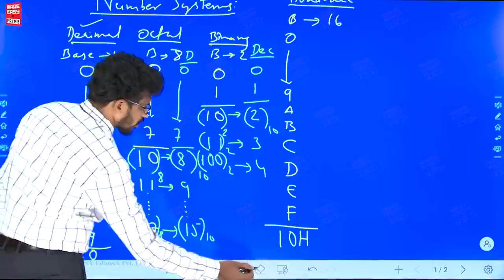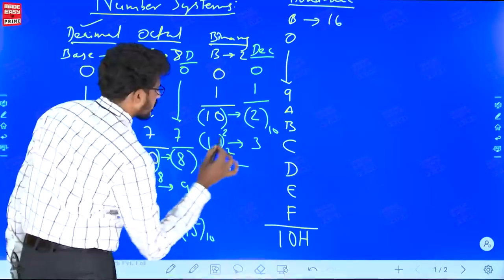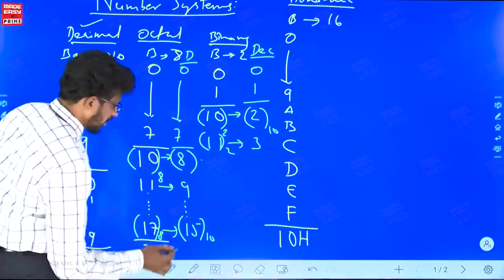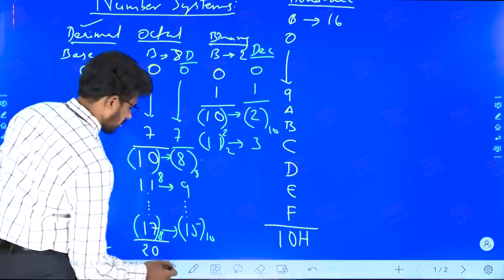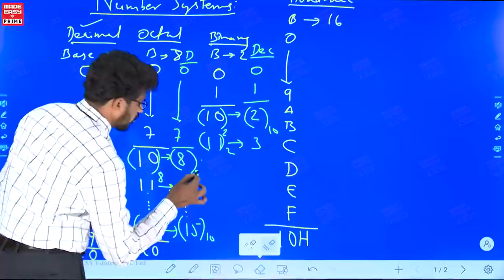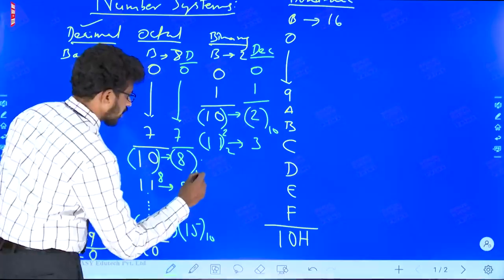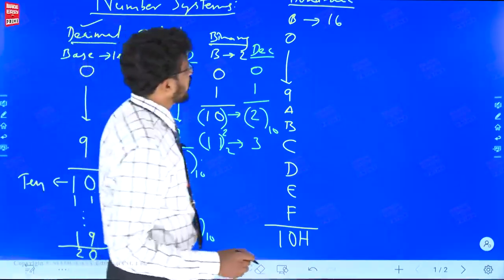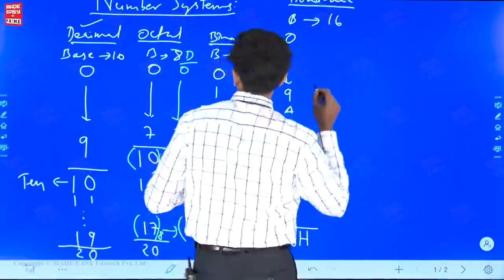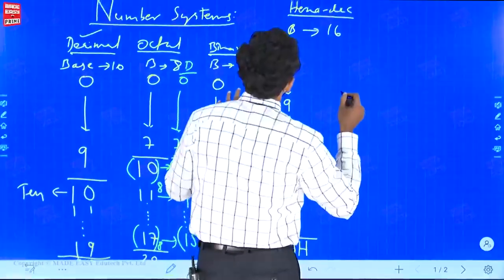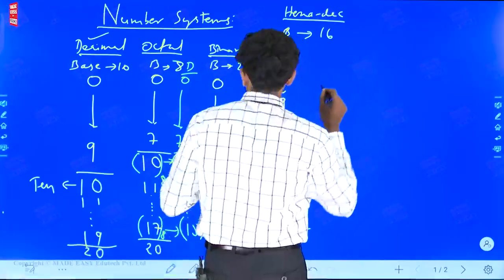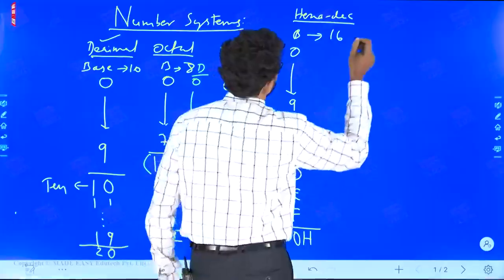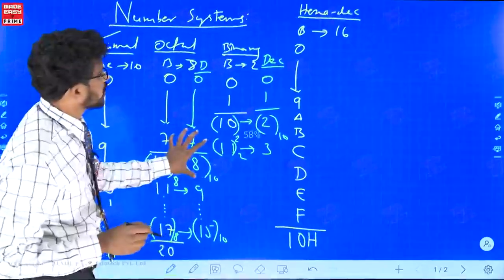I am just removing it so that you can easily understand. Okay, fine. So, this is the decimal quantity. Fine. So, it goes on continuing. Similarly, now let us compare the hexadecimal values with the decimal values. How to do this? Let us discuss now. I'll just increase the font.